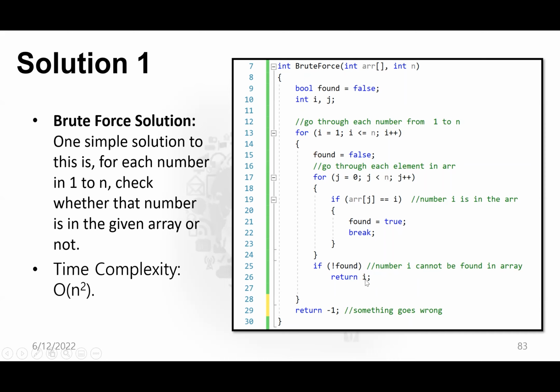Then I know 5 is missing, so you return 5. This return -1 here is for when something goes wrong, for example, the n value you insert is not valid and things like that. So that's why here we return -1.